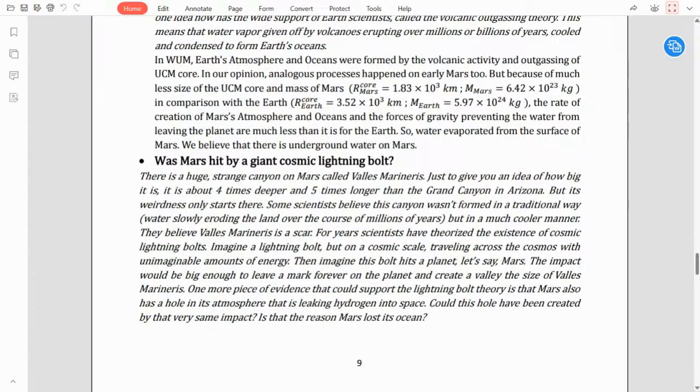One more piece of evidence that could support the lightning bolt theory is that Mars also has a hole in its atmosphere that is leaking hydrogen into space. Could this hole have been created by that very same impact? Is that the reason Mars lost its ocean?